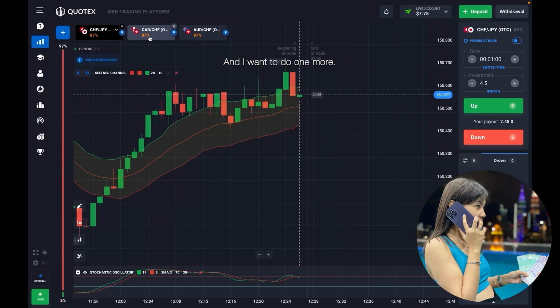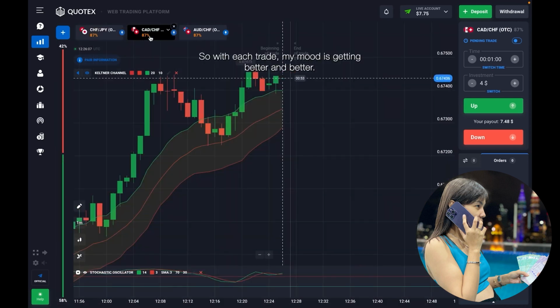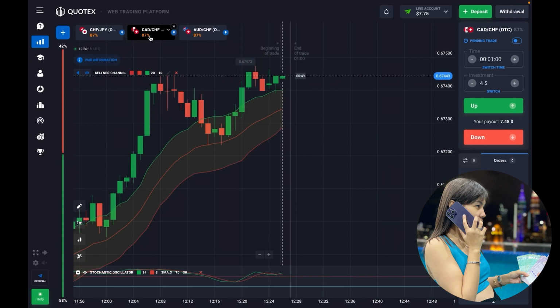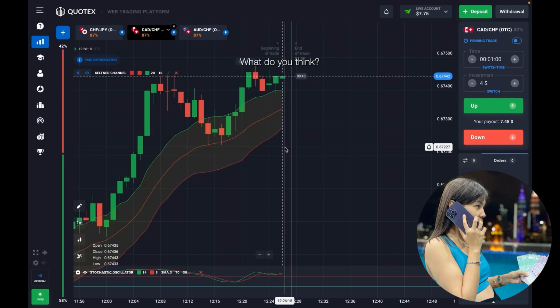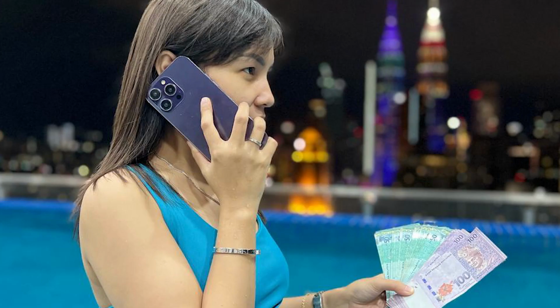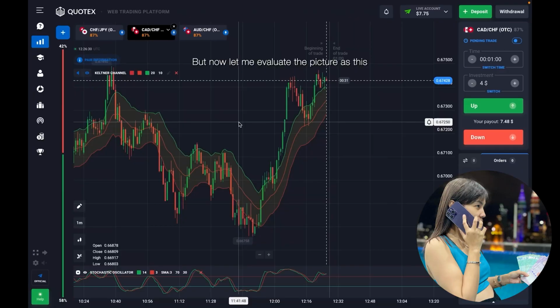I want to do one more, and with each trade my mood is getting better and better. I'm in a good mood today, and maybe that's why I think I'm pretty good looking and I look adorable. So what do you think about it? I think I will hold a poll in my Telegram channel of my 2 looks. So tell me please which one is better, because it's really important to me to read your opinion.